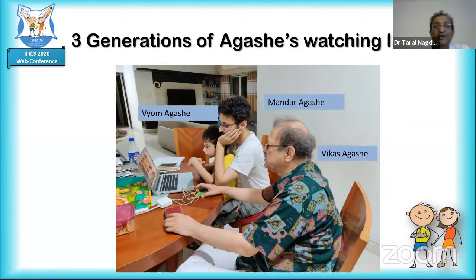And it's very heartening to know that people have joined in for these sessions. And you can see how the Saturday evenings have changed. So these are 3 generations of Agashes: Dr. Vikas Agashe, who's orthopedic surgeon, and Mandar Agashe, who is the scientific coordinator. And then you see Vyom, his child, and all 3 of them hooked on to iFICS 2020, watching it live. So you have a very young pediatric orthopedic surgeon in making, who is learning right now how to manage fracture shaft femur in children. So that's what is the power of knowledge.